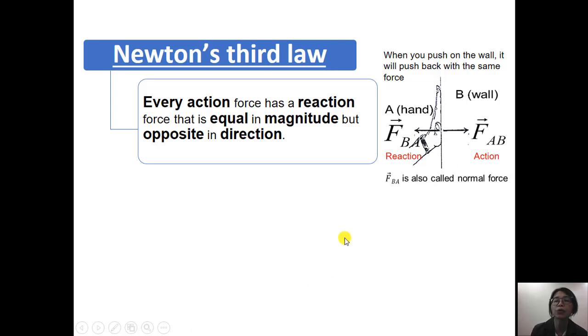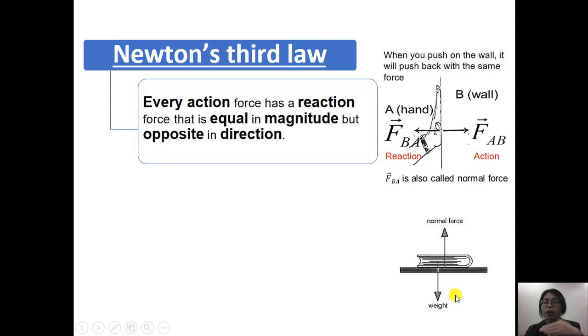Sometimes the FBA is also known as the normal force. For example, in this situation, when a book is placed on a horizontal table, the weight will act downwards. The weight of the book that presses on the surface of the table is what we call the action force. Then the table will apply a normal reaction force that tries to push the book away from the surface of the table. So this normal force is what we call the reaction force. This action and reaction, equal in magnitude but acting in opposite directions, is what we call Newton's third law.